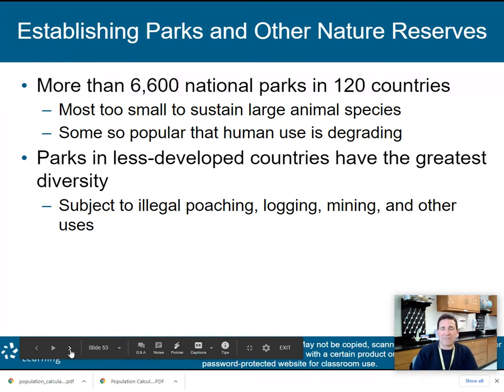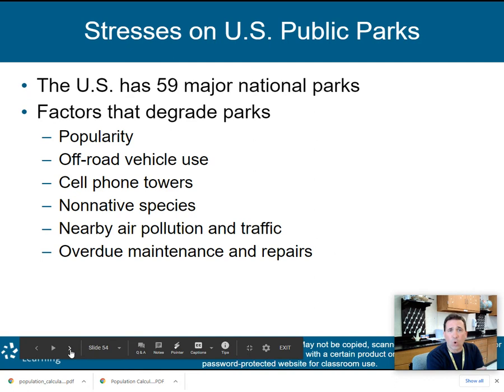Parks in less developed countries have the greatest diversity, but they're also subject to illegal poaching, logging, mining, and other uses that obviously degrade the park itself. So here are just some more stresses on U.S. public parks. The U.S. has 59 major national parks, but there are factors that are degrading them. Again, popularity, which we just talked about. Off-road vehicle use: ATVs are horrible for degrading parks. They rip up the soil. Not only is it noise pollution, but it also destroys soil. It causes roads and fragmentation of habitats.